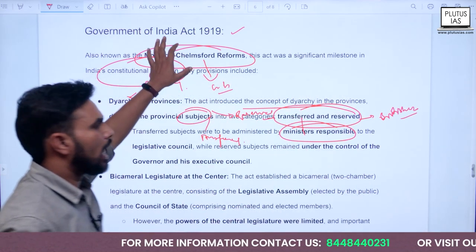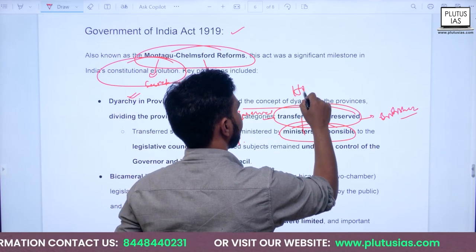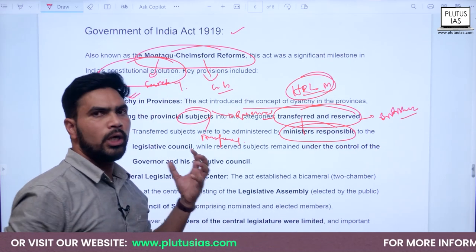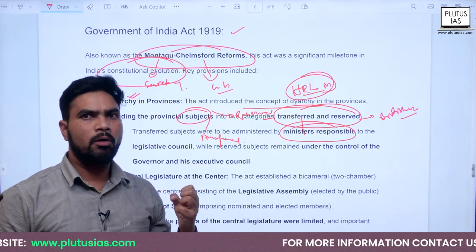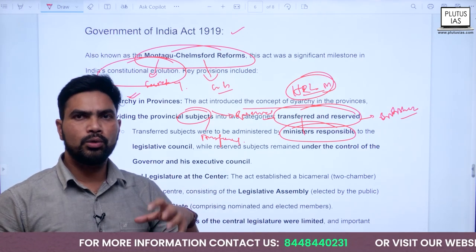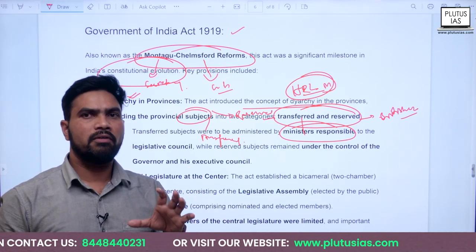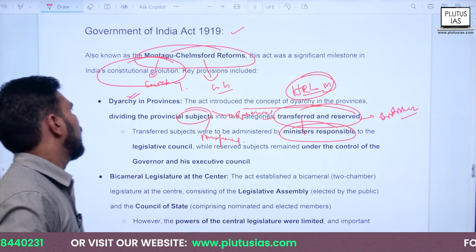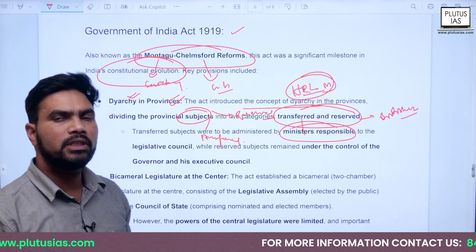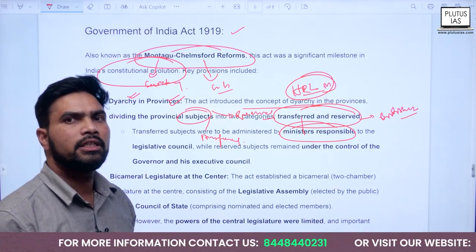Friends, basically the act has been brought in the background of the Home Rule League movement. Through the Home Rule League movement, self-government had been demanded. So to fulfill those desires or demands, a semblance of self-governance has been brought in. But we can see in the future that diarchy at the provincial level is a disaster and has to be withdrawn due to its dysfunctionality.